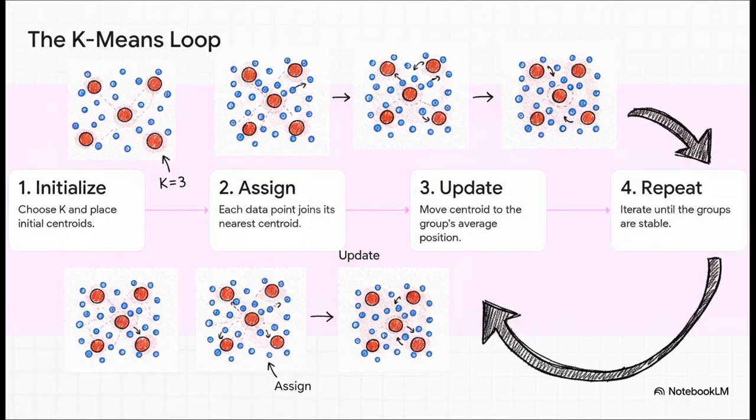And how does it get that low score? Through a beautifully simple and really powerful little loop. First, you initialize. You tell it K, how many clusters you're looking for, and you just randomly drop that many starting points, we call them centroids, onto your data. Then you assign every single data point to whichever centroid is closest. Step 3, you update. You move each centroid to the new average location of all the points that just joined its team. And then you just repeat. Assign, update, over and over until the groups stop changing.